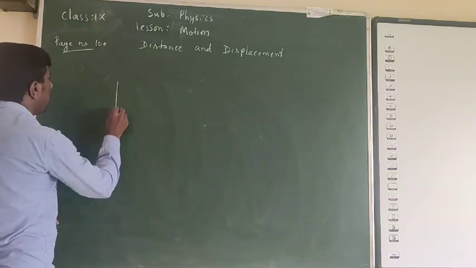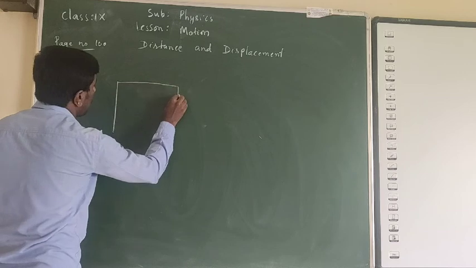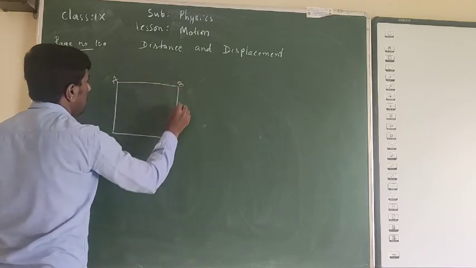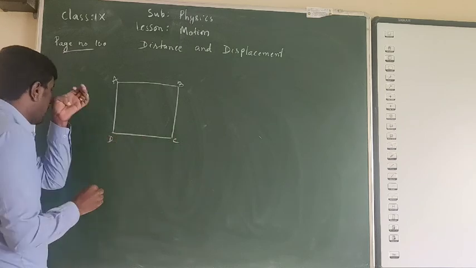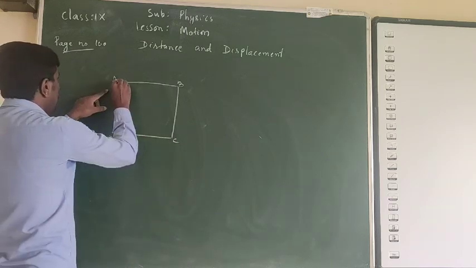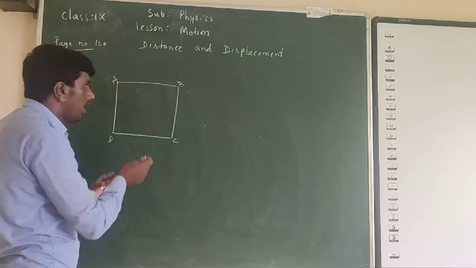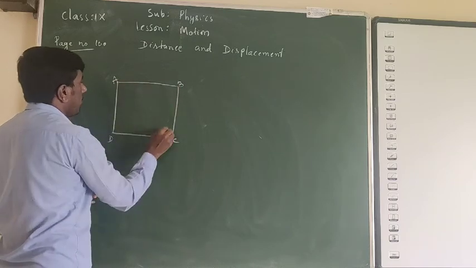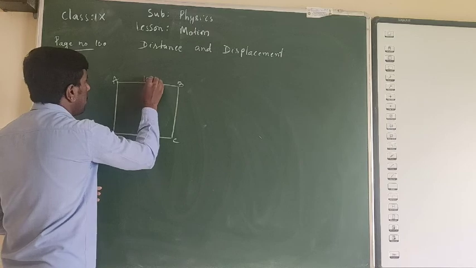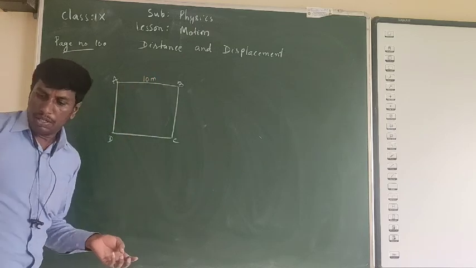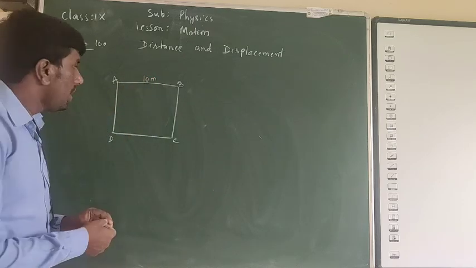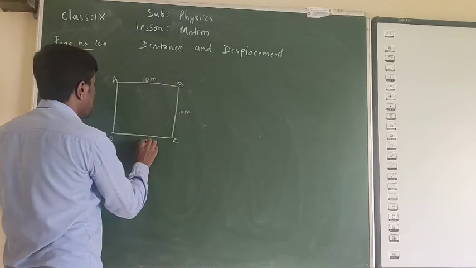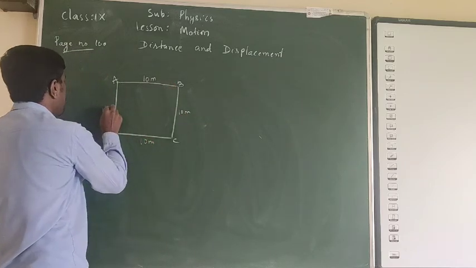So the farmer moves along the boundary of a square field. Let me denote it as A, B, C, D. Let us assume that he starts from A and moves along the field. According to the question, each side is 10 meters, so this is also 10 meters because it is a square. All the sides are the same.